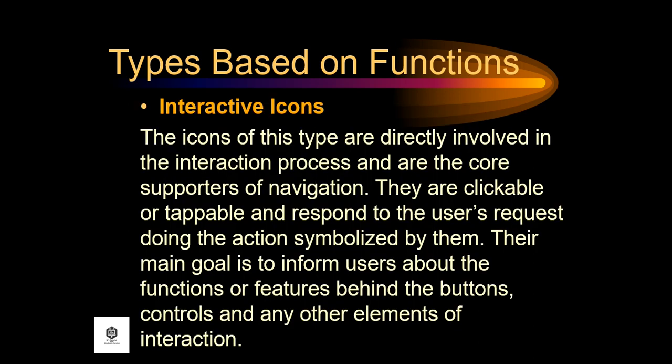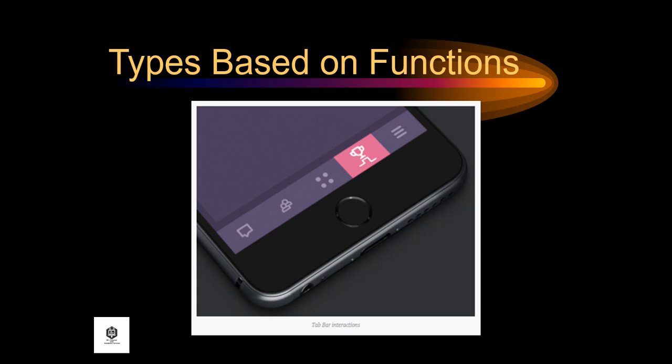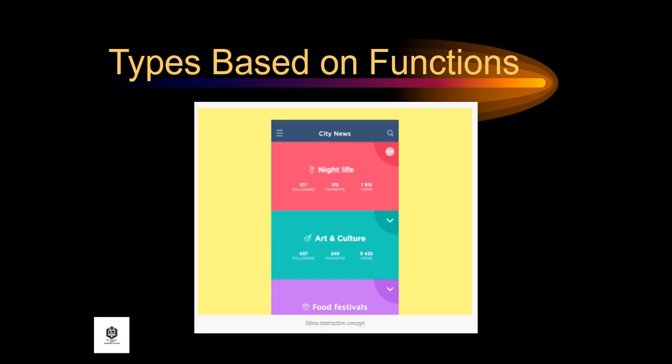Next is the interactive icons. The icons of this type are directly involved in the interaction process and are the core supporters of navigation. They are clickable or tappable and respond to the user's request, doing the action symbolized by them. Their main goal is to inform users about the functions or features behind the buttons, controls, and any other elements of interaction. Example image is the tab bar interactions. Menu interaction concept.